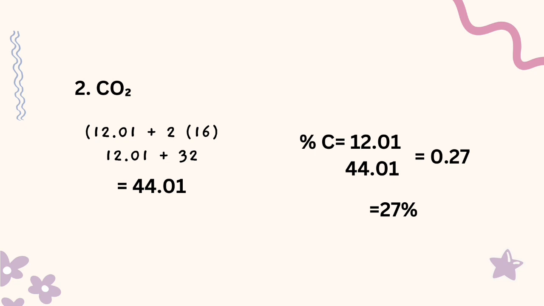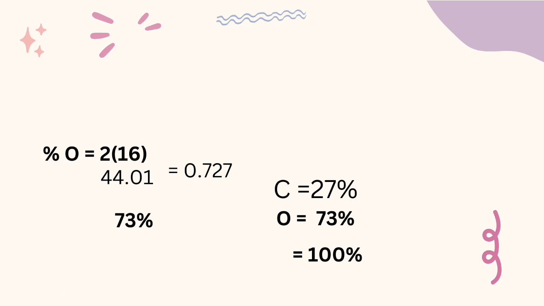First, get the percent of carbon. 12.01 divided by 44.01 is equal to 0.27. So the percent of carbon is 27%. After that, let's get the percent of oxygen. We have 2 parenthesis 16 divided by 44.01 is equal to 0.727. So the percent of oxygen is 73%. Carbon has 27%, oxygen has 73% in the total of 100%.